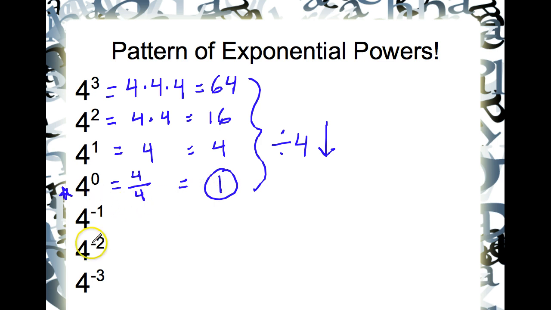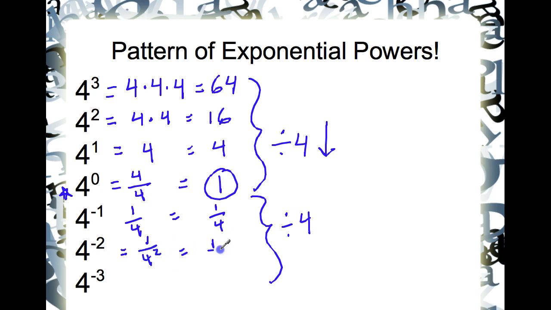Now, moving on into the negative powers, which we're going to talk a lot about, you're going to continue with this division by 4, since 4 was our base. So we last left off with 1, so now we're going to have 1 divided by 4, which is 1/4. 4 to the -2 tells you to divide by 4 again, so it's really like 1 divided by 4 divided by 4. That's 1 divided by 4 squared, which is 1/16. And then 4 to the -3 is dividing by 4 again, which is 1/4 to the third power, which is 1/64.